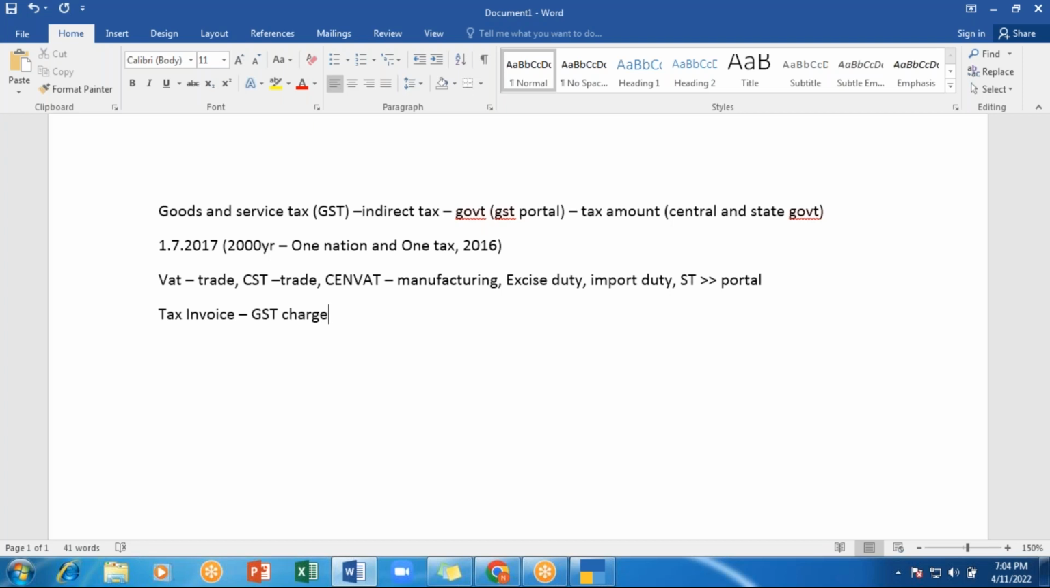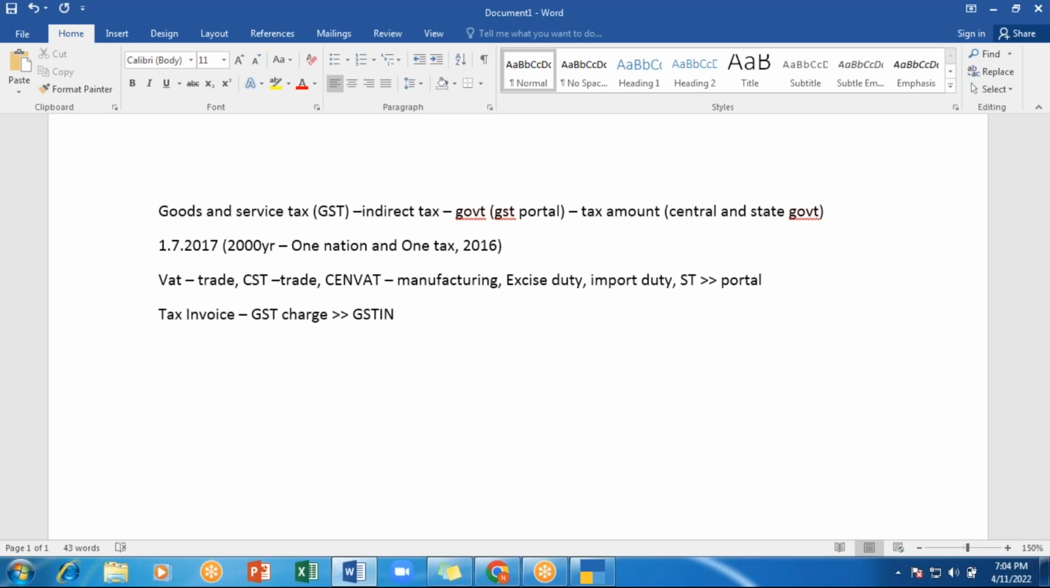So you will be showing: I sold a product for 1,000 rupees. On that, 18%, 9% CGST, 9% SGST. Like this, you want to bifurcate it. If you want to show the GST in your invoice, what should you do? If I want to issue this tax invoice, where I'm showing GST charges in my bill, I must have a GSTIN, that is, Goods and Service Tax Identification Number.